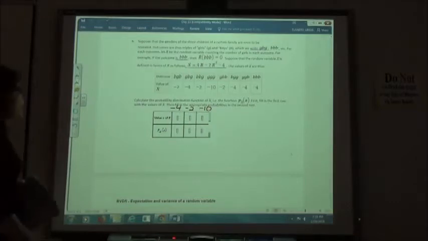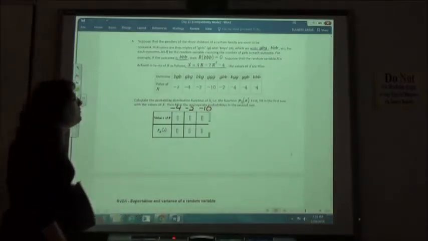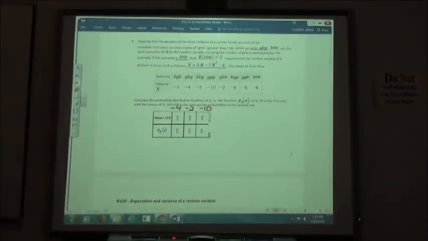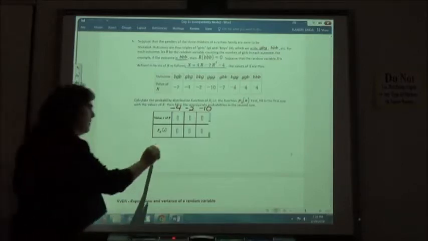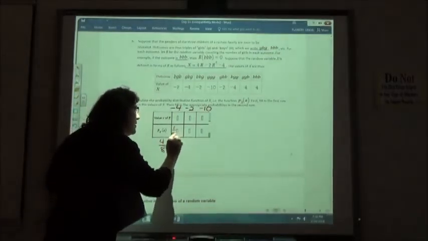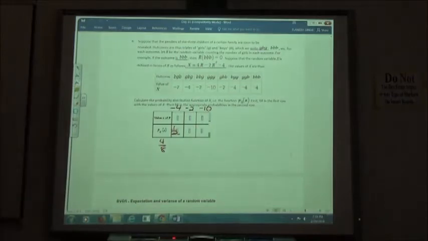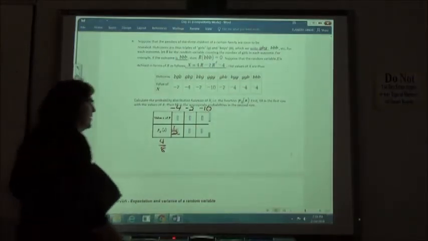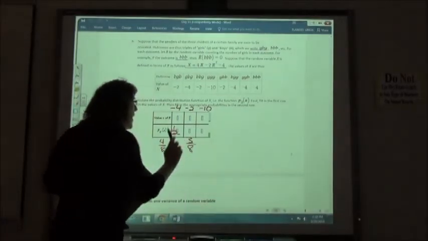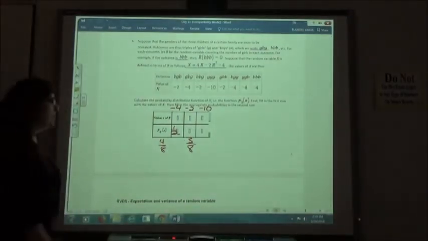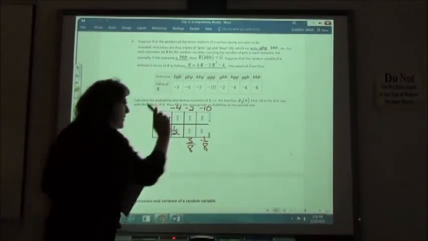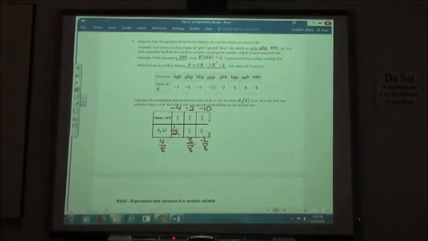And then we're going to list their probabilities. So for the -4, I would have 4 out of 8, which is 1/2 then, right? For the -2, I would have 3/8. And for the -10, 1/8. And that's all I'm going to do with those, is just fill in the table.